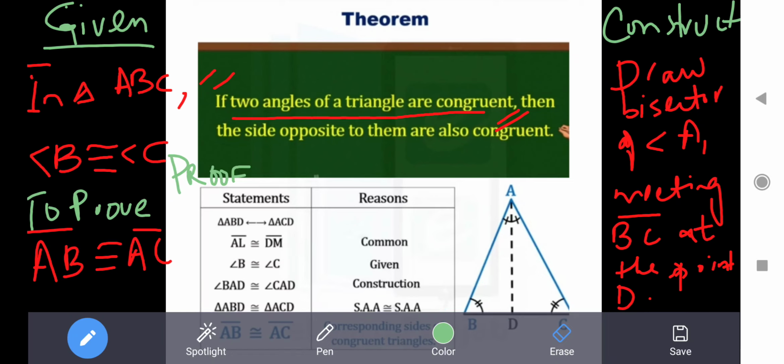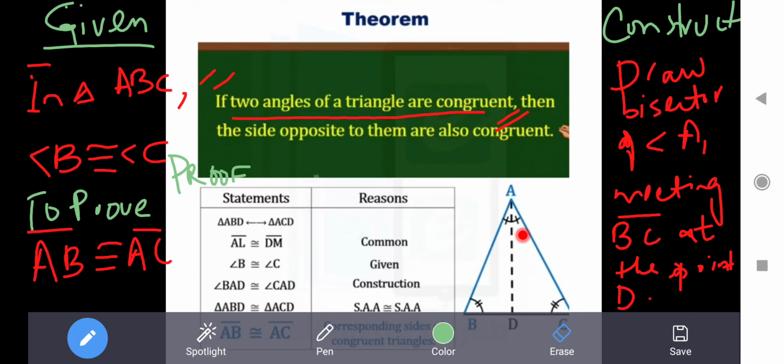Why? Because it was given, over here in the given. You can see the reason that is written in front of this. This is given. So the next thing is angle BAD and angle CAD. This is again congruent. Why? Because of the construction. We know the angle bisector of A. So when we draw the angle bisector, then these two angles must be equal. So we can say BAD and CAD, these two are congruent.